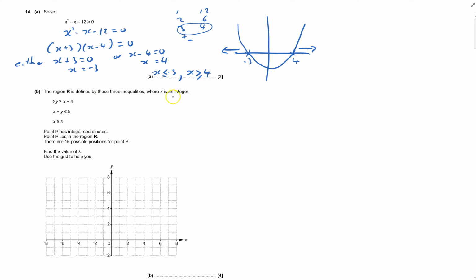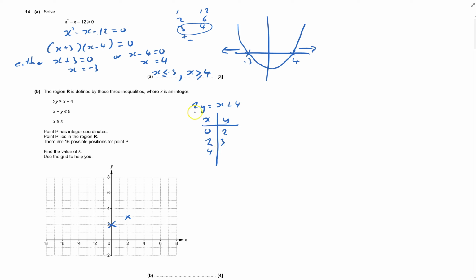Right, it's got three inequalities. I'm going to have to plot them on here. So first one, I'm going to draw the line 2y equals x plus 4. And so that means I need an x, y table. X is 0, that means that 2y will be 4, so y will be 2. So 0, 2. If x is 1, don't like doing 1, let's do x is 2. 2 plus 4 is 6, so that means y will be 3. So 2, 3. And then it'll be x is 4, it'll be 8.